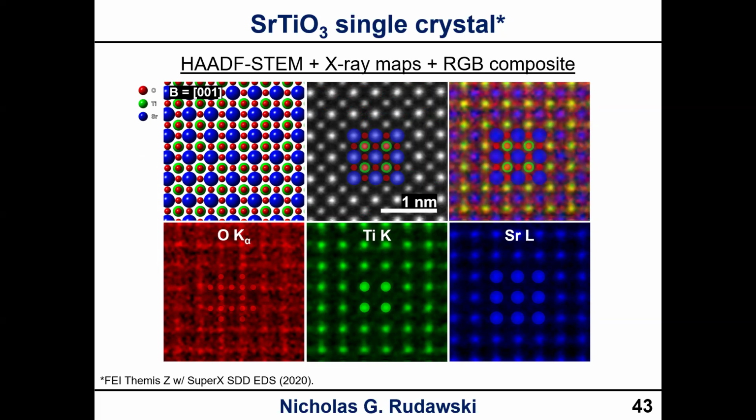I can see exactly where I'm expecting to see what I'm expecting to see, and we can actually now see the oxygen columns in the composite map that we couldn't see just in the HAADF-STEM image alone, okay?